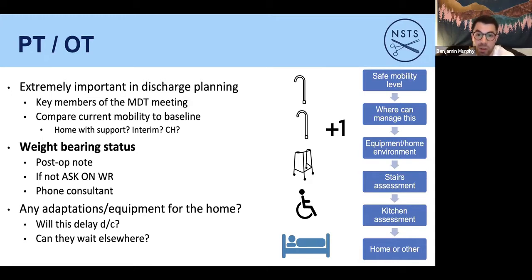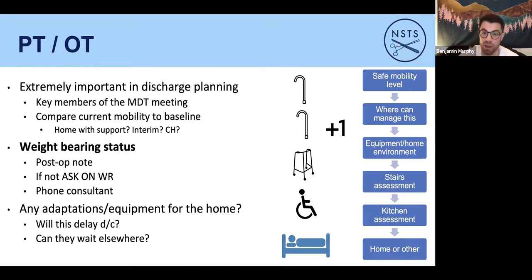In orthopedics jobs, the most conversation that you'll have with physios will be what the patient's weight bearing status is. This should be on the post-op note. If it's not, make sure you ask on ward rounds. Just preempt it, because you will get asked by the physios and they will be annoyed because they cannot do their job until they know whether a patient is toe touch weight bearing.